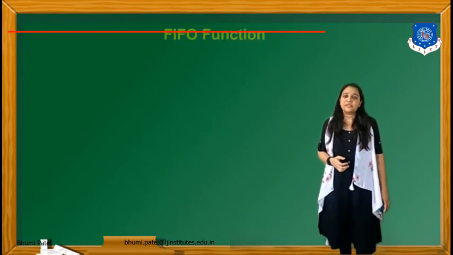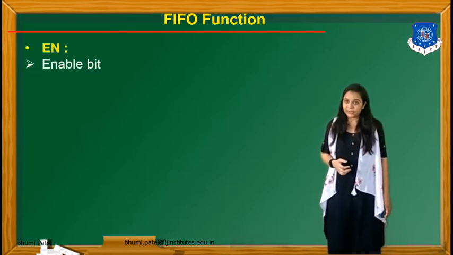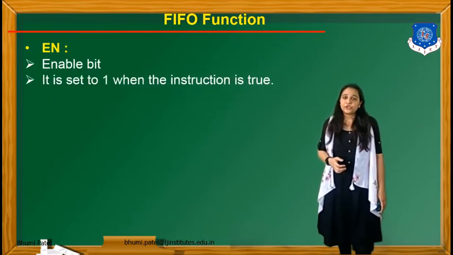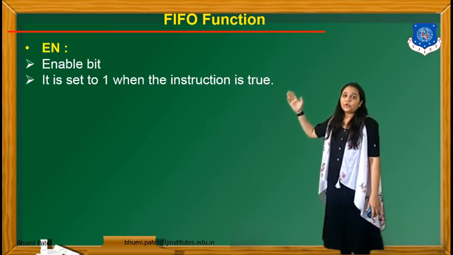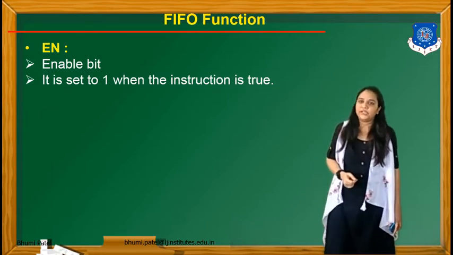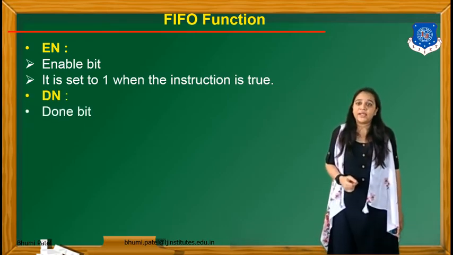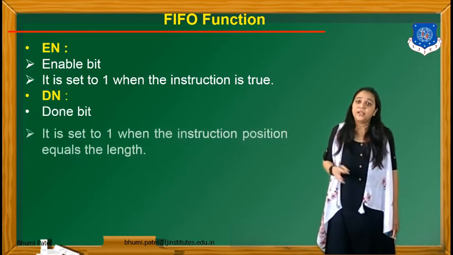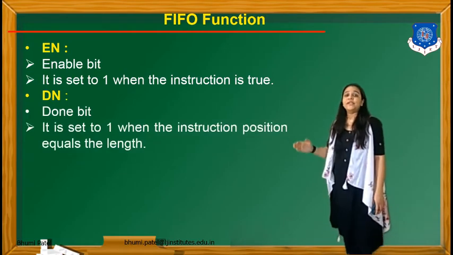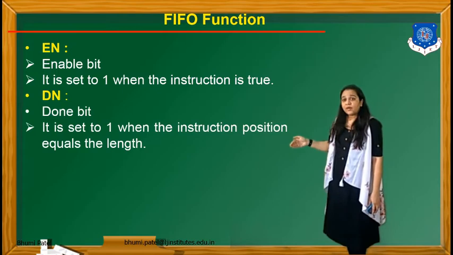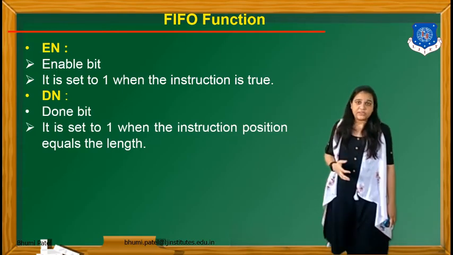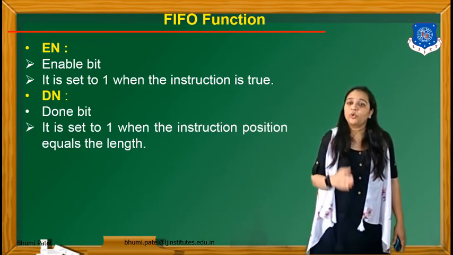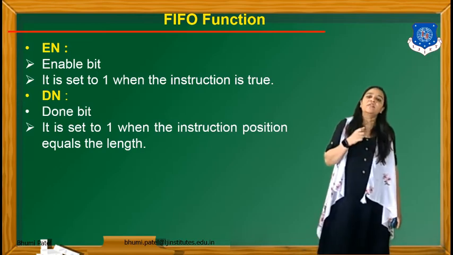Now the next one is the enable bit. Okay, what is the use of the enable bit? It is set to 1 when the instruction is true. Okay, what is the DN? It is known as the done bit. It is set to 1 when the position is equal to the length. That means if the position is equal to length, at that time the done bit will be 1.